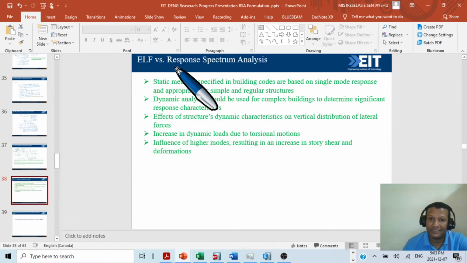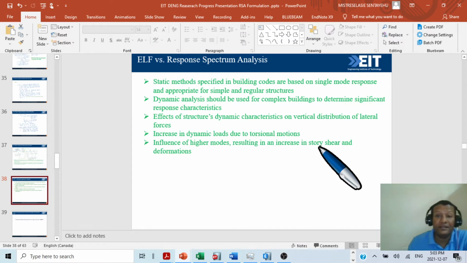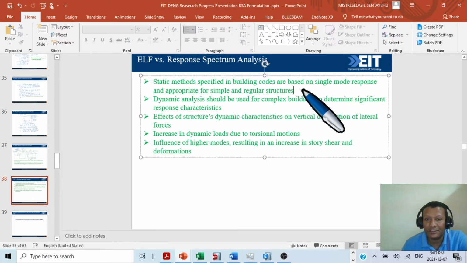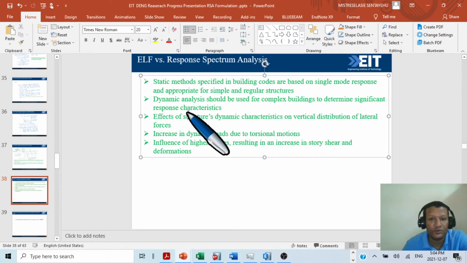Equivalent lateral force versus response spectrum analysis. Static methods specified in building codes are based on single mode response and appropriate for simple and regular structures. This ELF is only for simple structures, and mostly they don't incorporate the higher mode effects. That's why in our first research question, this is also asked; we will come to that point later, but let's continue now.